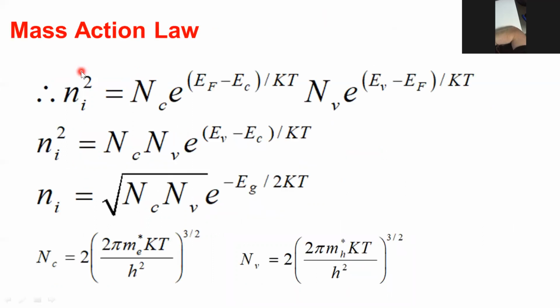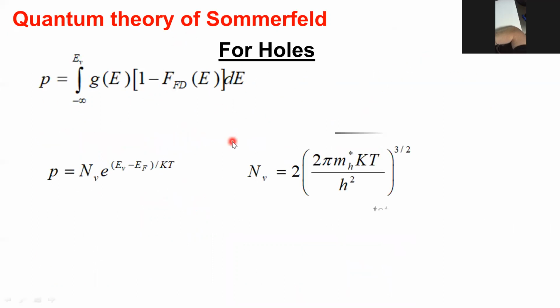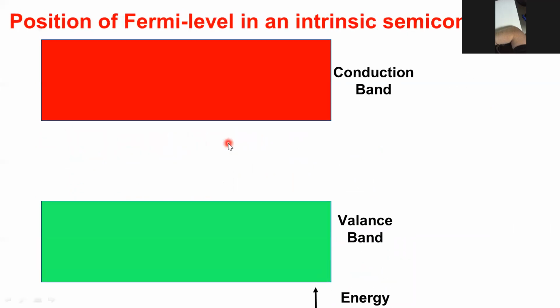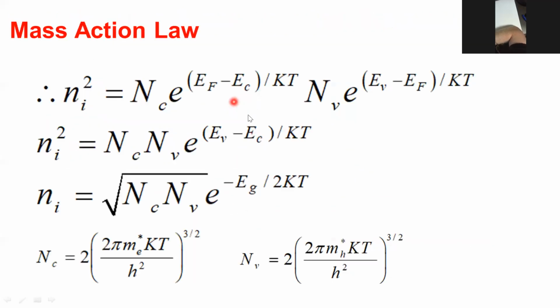So ni squared equals the n part times the p part, which is NC and NV, e to the power minus, here we make this addition, so EF has been cancelled with EF, so we have (EV minus EC) over kT. Now the term EV minus EC, I'm sorry, EC minus EV, is the energy gap, so we can replace it with EG, giving minus EG over 2kT. So this is simply ni.